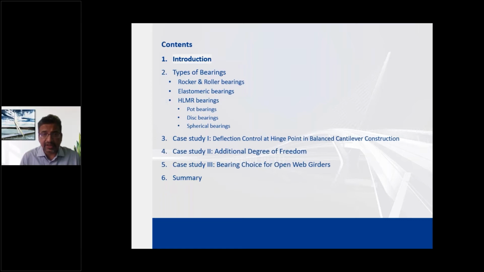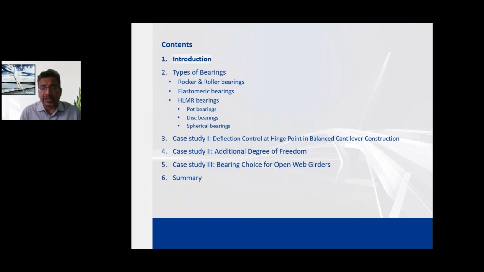There are some case studies, 1 to 3 case studies here today will be presented by Meghna. So the first part of the topic about the types of bearing and the basic philosophy, that will be presented by Daniel, and the next part about the case studies will be presented by Meghna. With that introduction, I hand over to Daniel, who will take you through the next part.